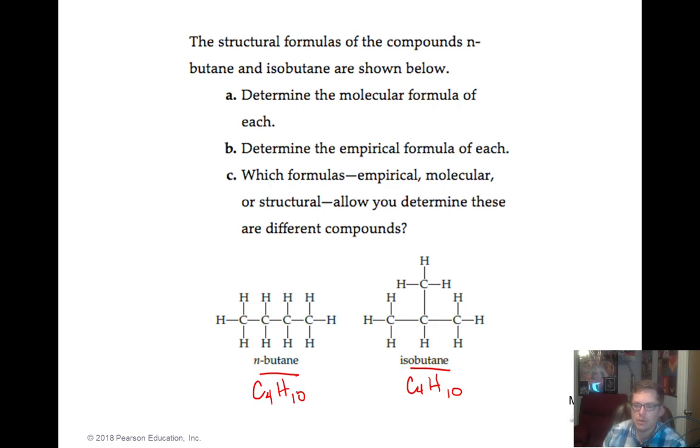Now let's determine the empirical formula. So we can divide both of these by 2. We get C2H5 and C2H5. Now notice that if all you had to go on was the empirical or molecular formulas, you could not tell that n-butane and isobutane were actually different things. You couldn't tell if all you had was the answers to A and B.